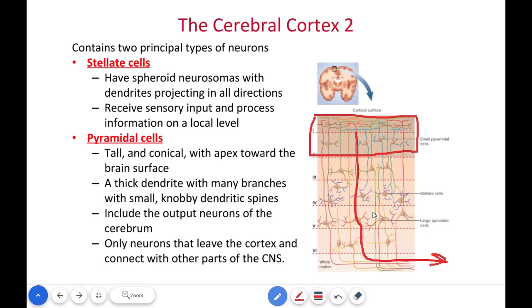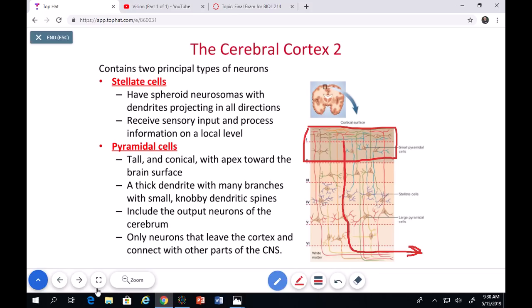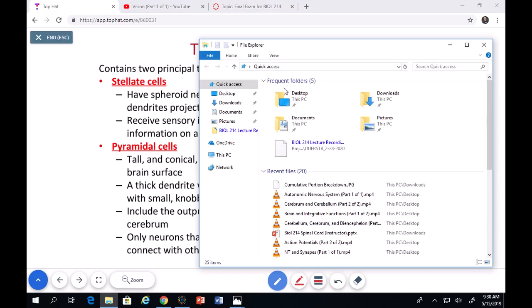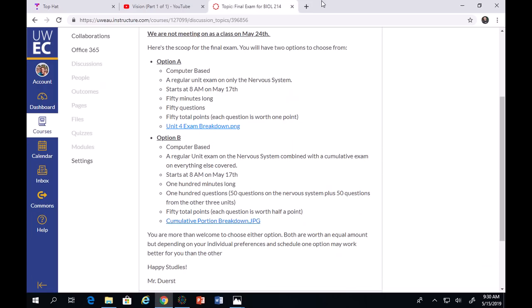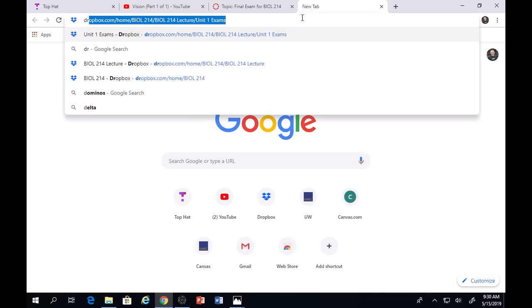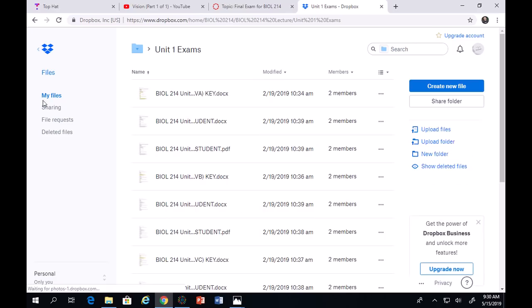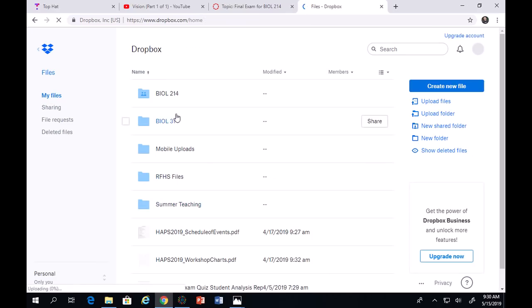Any other questions, comments before I start diving into our learning objectives? All right, let's just dive into the learning objectives then. Let's see here. Dropbox is where I have it. My files, 214.